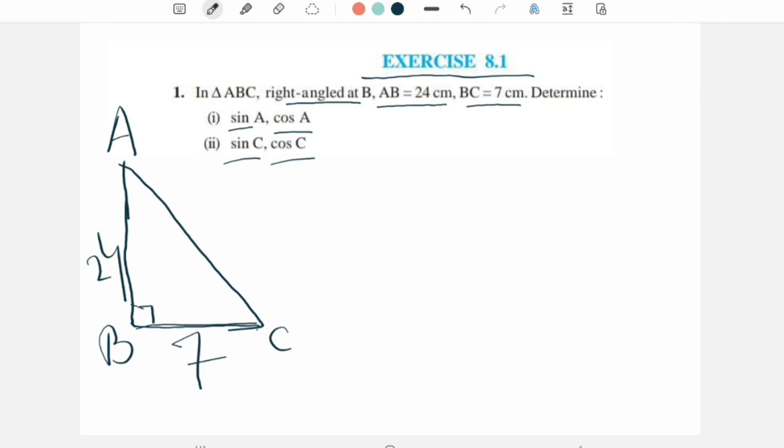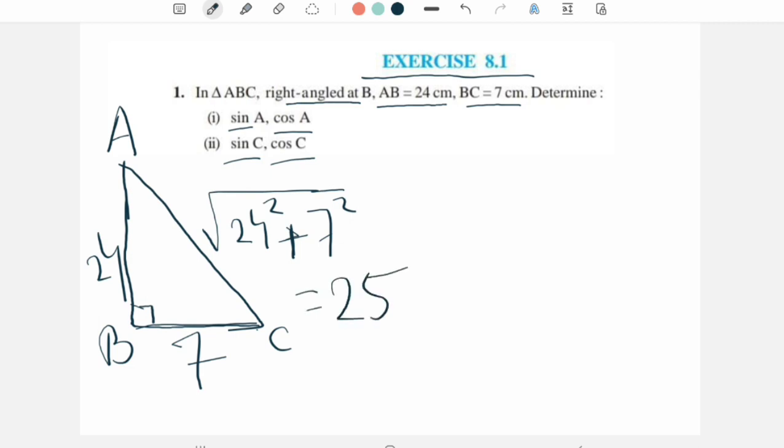We know that AC square is equal to AB square plus BC square. So we have to calculate this one AC. So this will be 24 square plus 7 square and under root of this. So we will get this one is 25. You can calculate and check it. This one will be 25 centimeter.